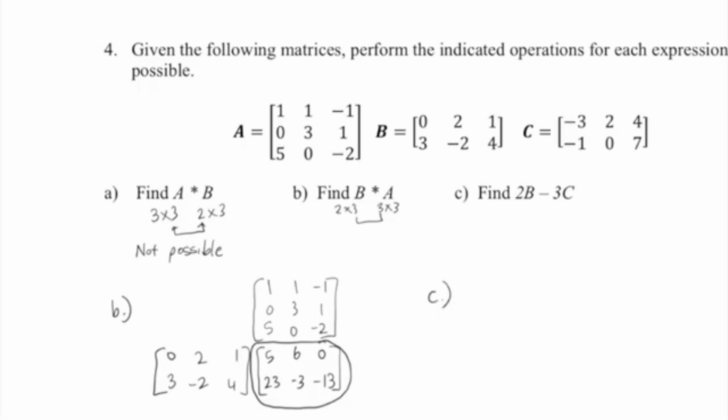Now for part C, we're going to do 2 times matrix B minus 3 times matrix C. Well, let's check first. When we're adding or subtracting matrices, even if they're multiplied by a constant value there, we have to have equal dimensions of both matrices. So B is a 2 by 3, C is a 2 by 3, so we can subtract them.